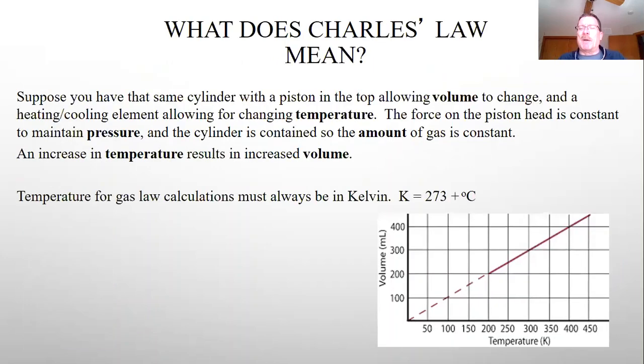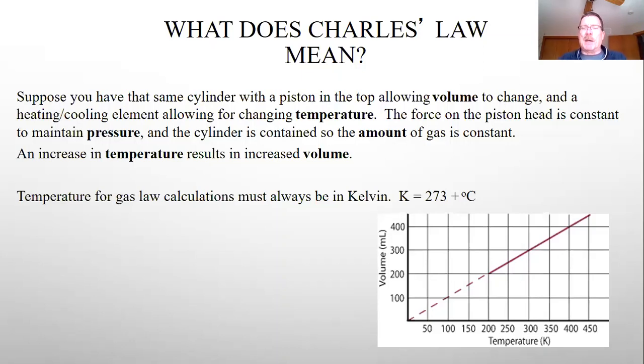You can see the graph right here. Don't worry about the dashed lines. That's just the extrapolated data from what they had here. This is something we'll look at, because you extrapolate the graph back and you can figure out roughly where absolute zero is. Again, I'm going to show you a graphic with that same cylinder with the piston. So you can change the volume, and you have that heating and cooling element to change the temperature. We're going to keep a constant force of weights on the piston to keep the pressure constant.